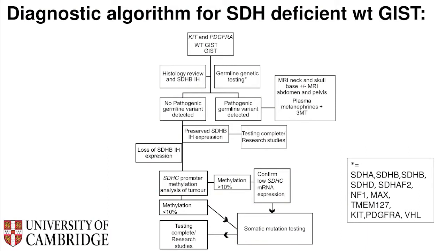And frequently these patients are having regular abdominal and pelvic imaging because of their GIST, and then they will get annual biochemistry to look for secretory pheochromocytomas or paragangliomas. If a patient has an SDH-deficient GIST but isn't found to have a germline mutation, we then go on to do testing for an SDHC epimutation. And if a patient isn't found to have a germline mutation or an SDHC epimutation, we then enter them into some research studies where we're doing some whole exome sequencing analysis to see if we can find other genes which might be causative.